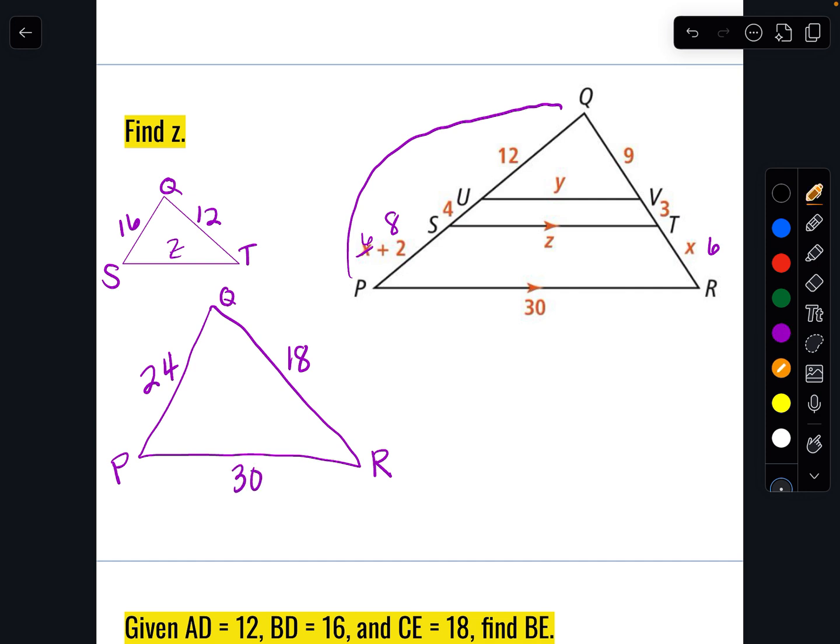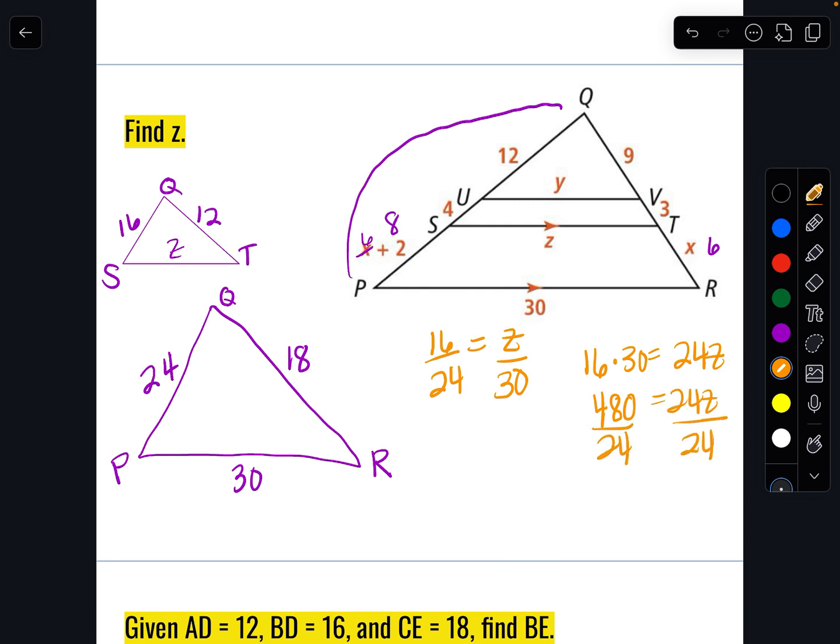So solving for Z, I'll do 16 over 24 equals Z over 30. I could have also done 12 over 18 equals Z over 30. So 16 times 30 equals 24Z. 16 times 30 is 480, equals 24Z. And dividing by 24, I get that Z is 20.